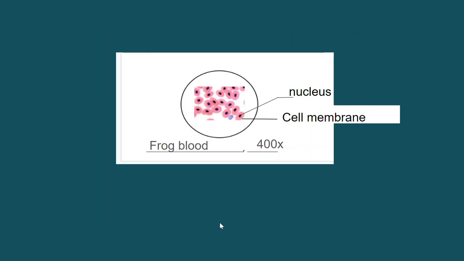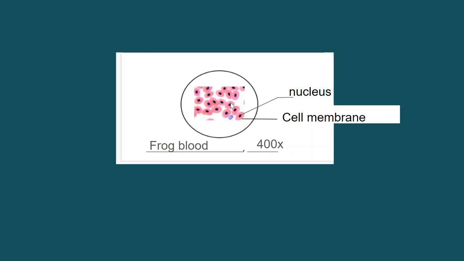So when we look in our microscopes today, we're going to be looking at frog blood at 400 times normal magnification. And so you'll see on the frog blood that first we're going to focus in on low power. That's when we use our coarse adjustment knob. And then we're going to go to medium power and then to high power. And we should roughly see this kind of an image.